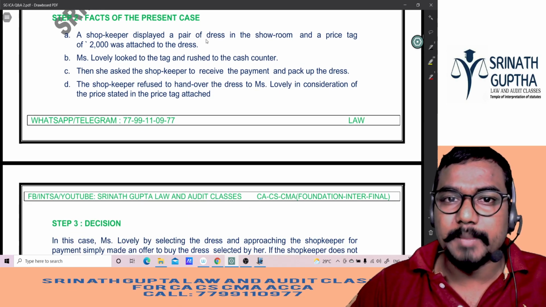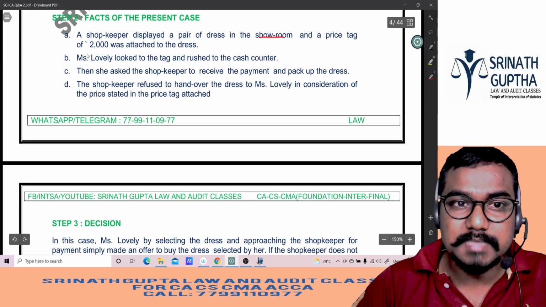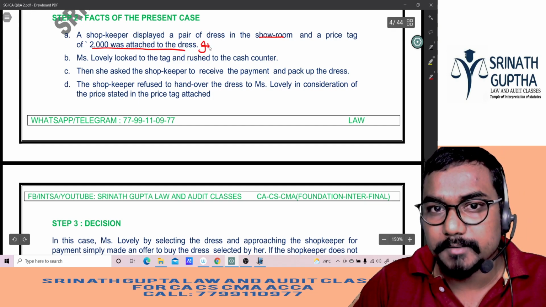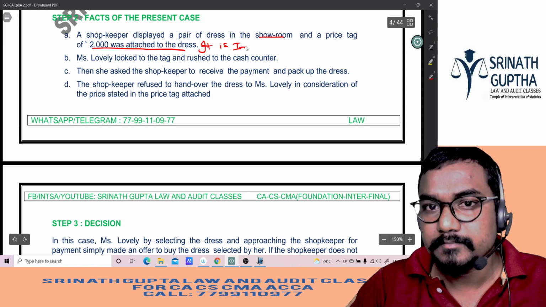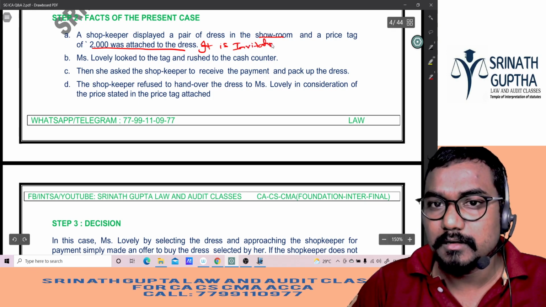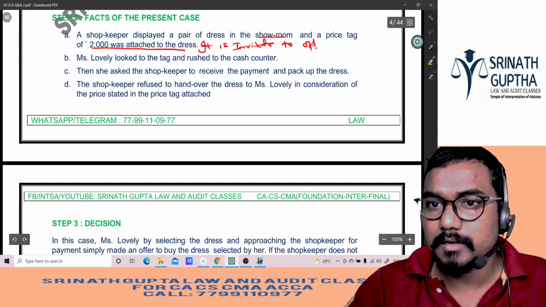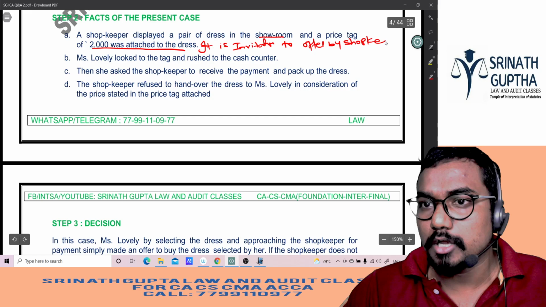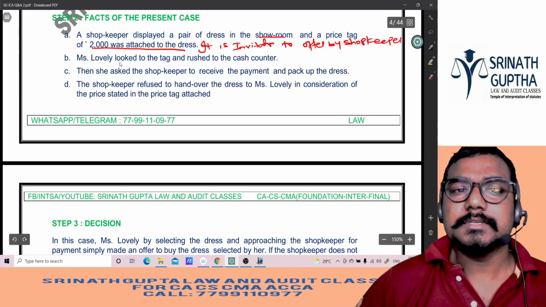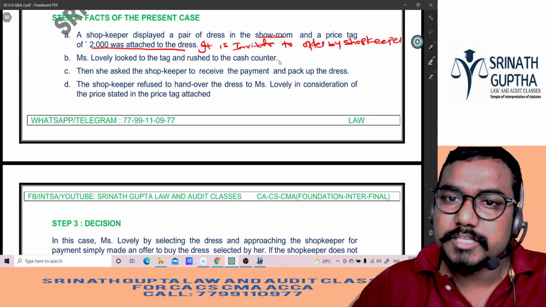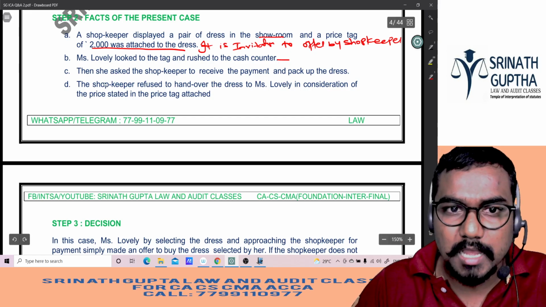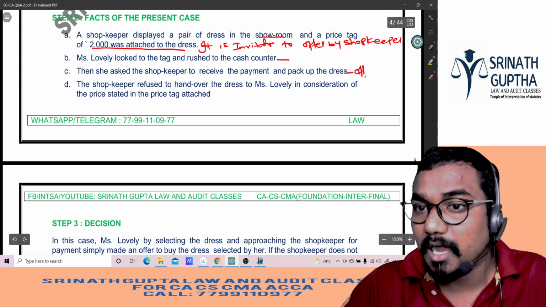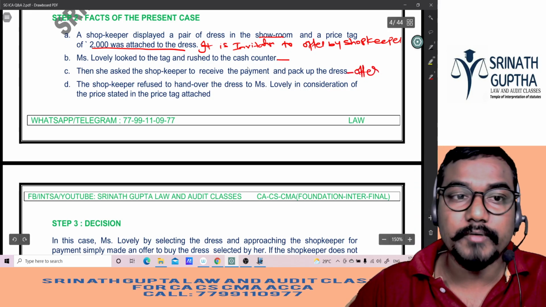A shopkeeper displayed a pair of dresses in a showroom and a price tag is attached. It is an invitation to offer by the shopkeeper. Miss Lovely looked at the tag and rushed to the cash counter. She asked the shopkeeper to receive the payment and pack the dress. This is an offer.